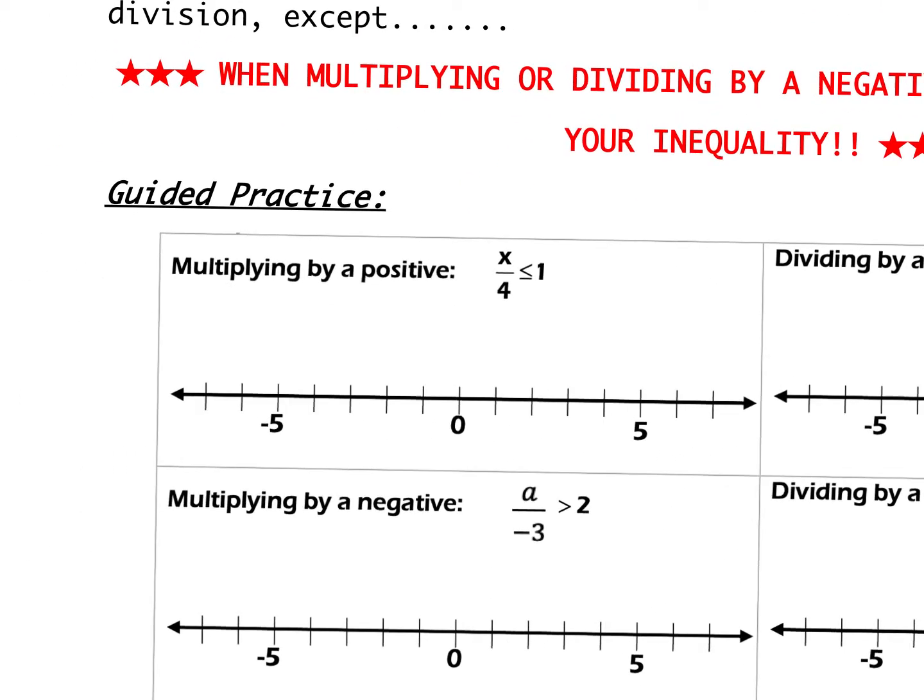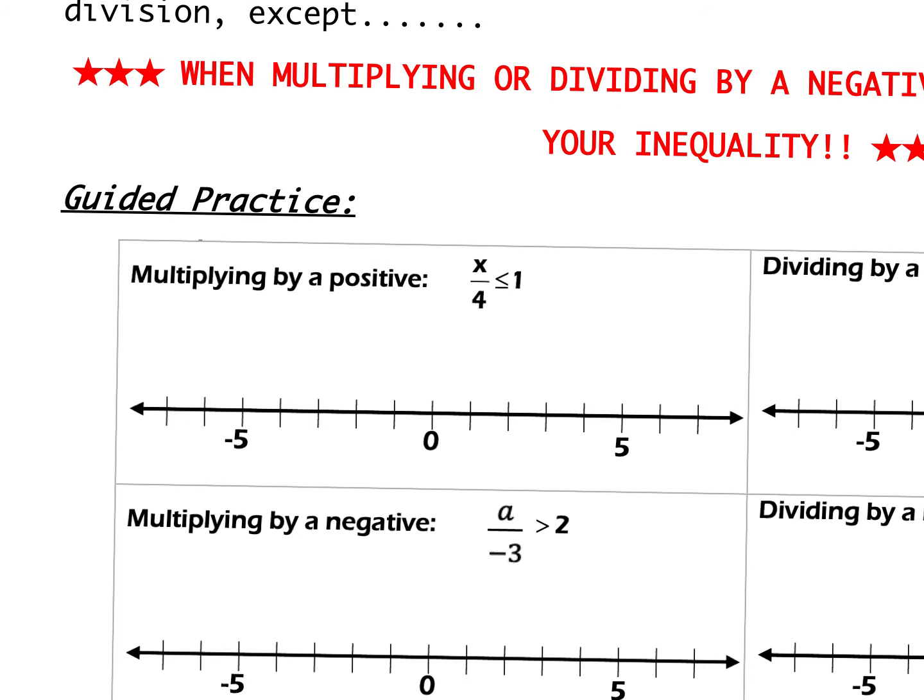So let's practice that. So we're going to start by multiplying by a positive number. We have x divided by 4 is less than or equal to 1. Well, to undo division, we do multiplication. So we're going to say times 4 times 4. We multiply by a positive, so we don't need to do anything to the inequality sign. So we have x is less than or equal to 4. We go down here, we find 4 on here. It is a less than or equal to sign, so we do a closed circle, and then we need to find numbers that are less than 4. Well, 0 is less than 4, so I know then the numbers are going to go that way.